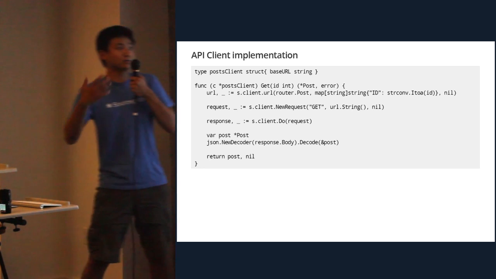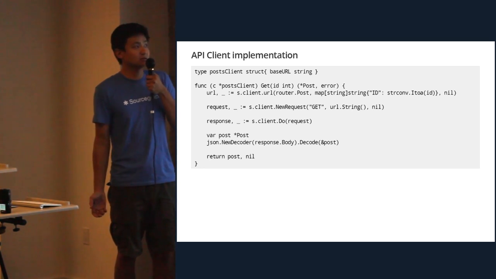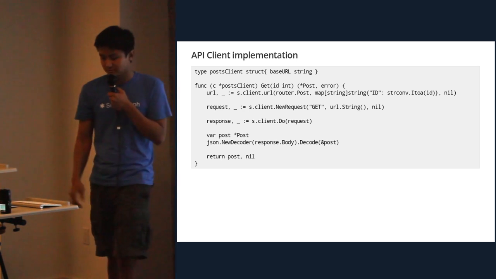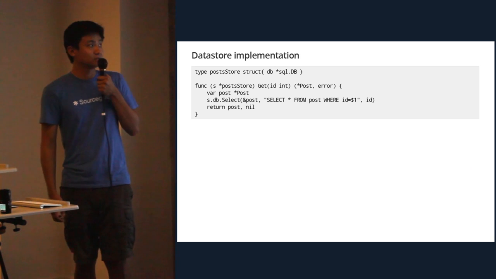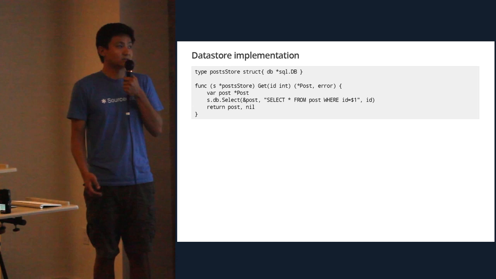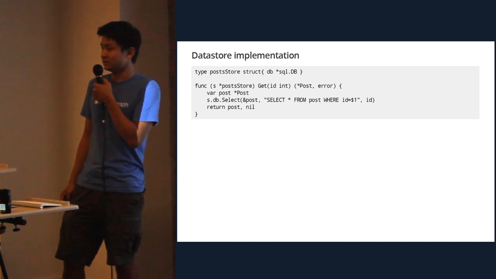So again, what you're asking it to do is get you a post, which is simple. What it does underneath the hood is it just constructs the URL, it issues a request for that URL to the API, which returns it as JSON, and then it decodes that JSON and returns the post. And then again, for the data store, you're going to ask the data store for a post, but instead of doing what the API client did, it's going to issue a SQL query and get the data from the database and return it to you.